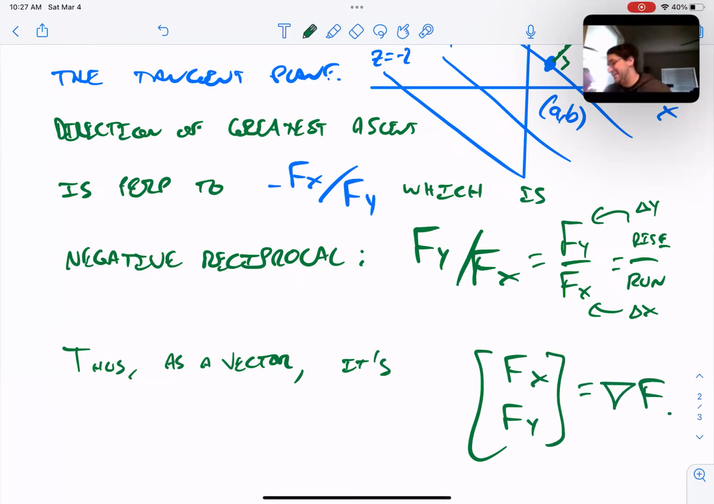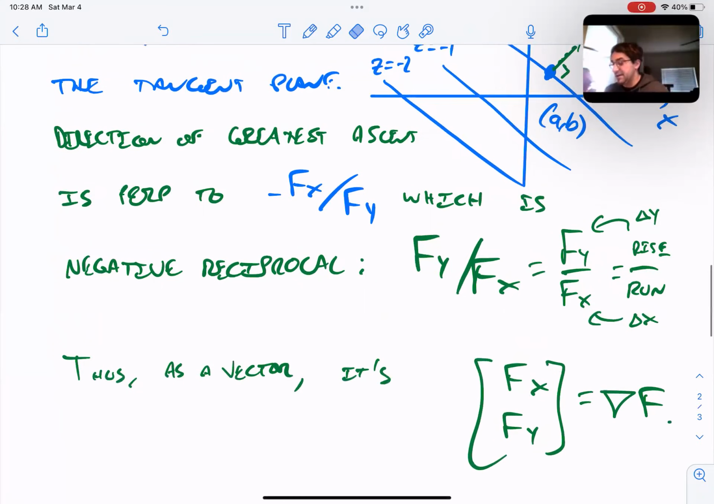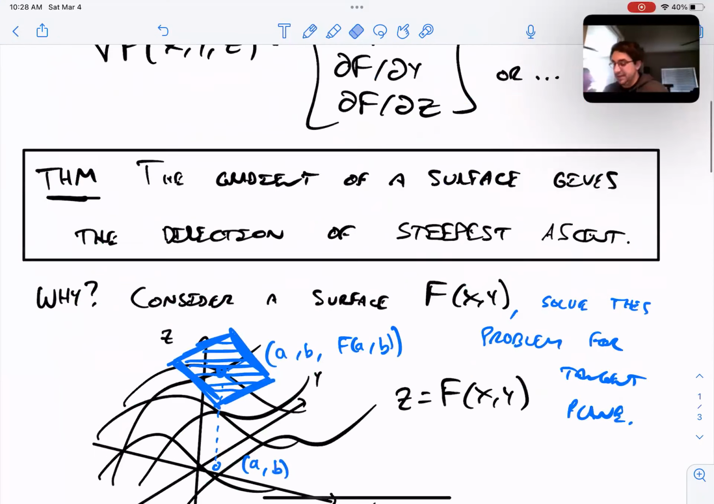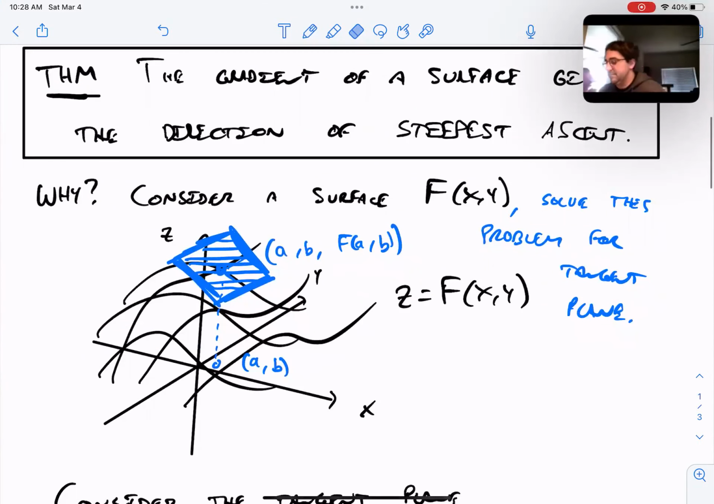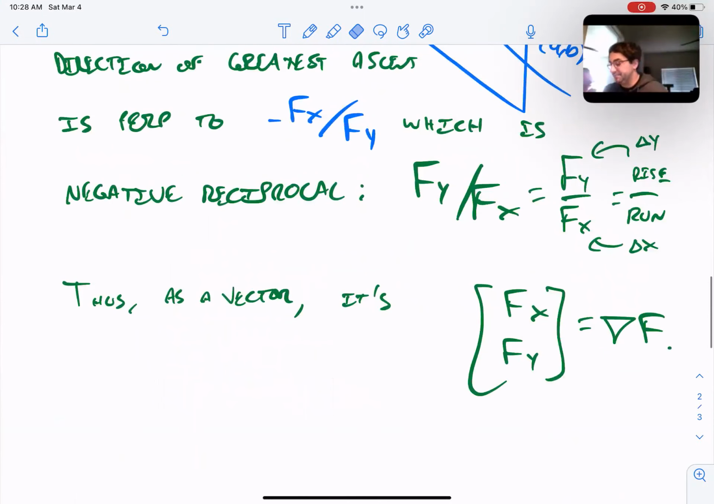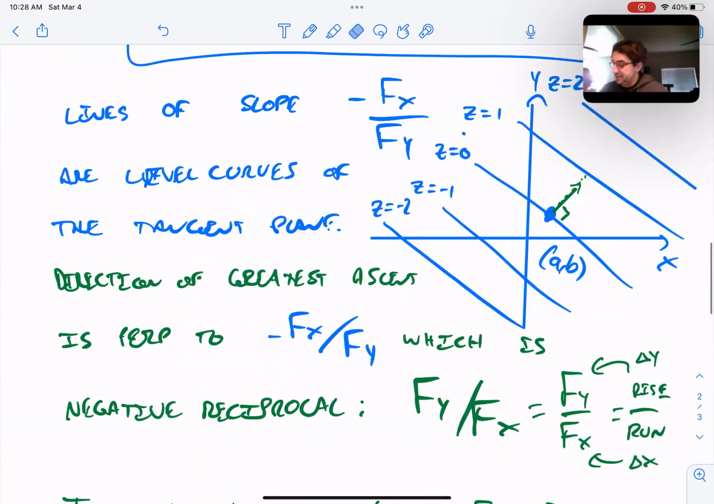Right, because this is the change in the x component, and this is the change in the y component in order to get that slope. Okay, so there we go. That's the explanation of this theorem, why this works, why the gradient gives us our direction of steepest descent. So that's what we're showing here. This would be what we were looking at there. That would be the gradient of this f.